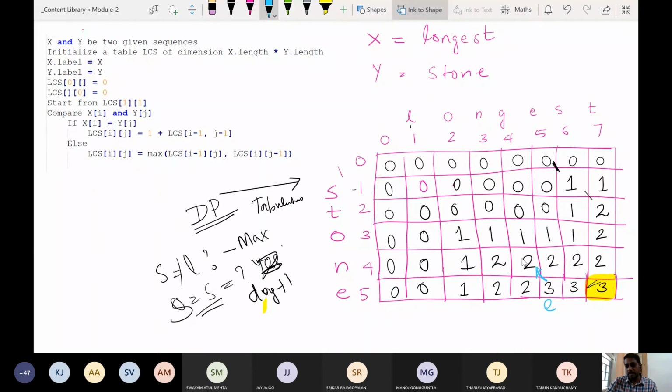This 2, where did you get? There is a 2 again here. So diagonal, this is the maximum, so this direction we are going. This we will not count. So from here we started, we went like this, went like this.